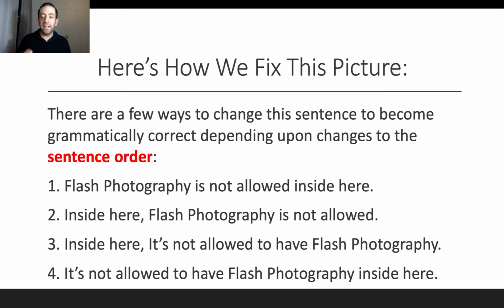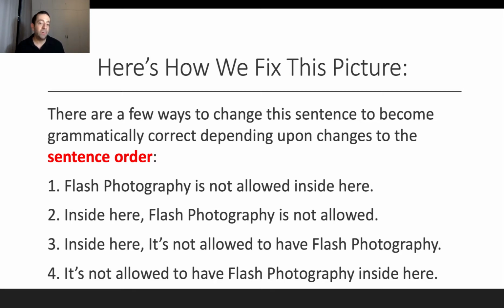So we moved inside here to the end of the sentence, and then we were more specific. Instead of saying flash is not allowed here, we said flash photography is not allowed inside here. So we put inside here at the end, and then we added photography after the word flash. Number 2, inside here, comma, flash photography is not allowed.